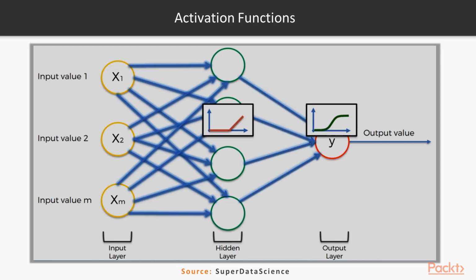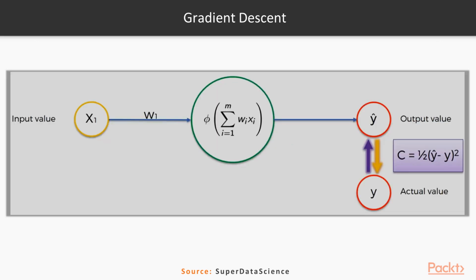So now let's talk about gradient descent. If we give a weighted sum value to our neuron and then apply the activation function, we get an output value, and we call it y hat. But in supervised learning, we also know the actual values. So then we calculate our cost function. This is the formula to calculate the cost function: C is equal to half times the difference between the output value and the actual value, squared. So this is our cost function.